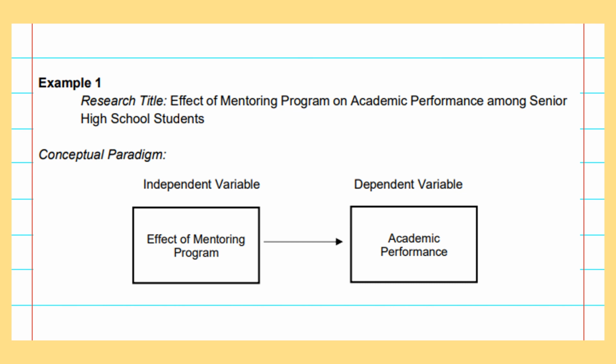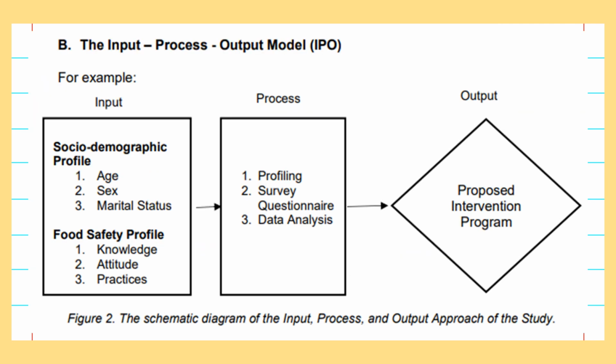Now, in this conceptual framework, the students who underwent the mentoring program have better academic performance than those who did not. So here, the independent variable is the effect of the mentoring program, while the dependent variable is the academic performance. Now let us look at the input process output model, or the IPO.